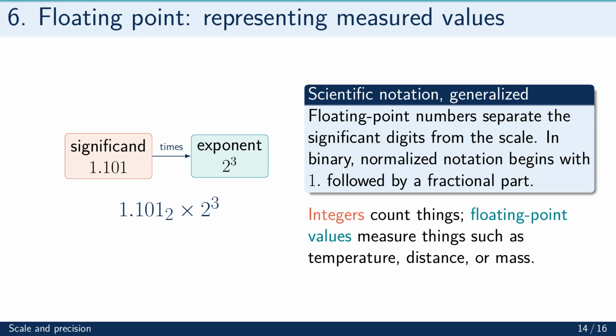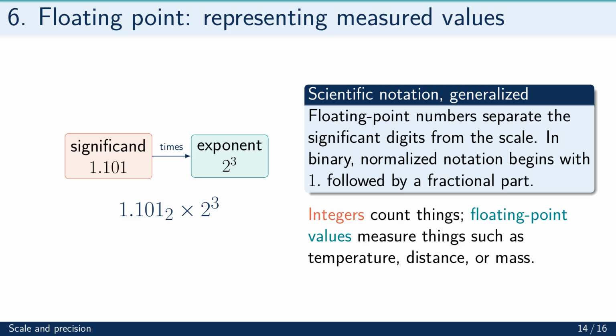Floating point numbers are designed for values that may include a fractional part, such as temperature, distance, or mass. The slide presents the idea using a significand and an exponent. In normalized binary scientific notation, a value has the form 1.f multiplied by a power of 2. The significand carries the meaningful digits, while the exponent controls the scale. This structure allows a fixed number of bits to represent values across a wide range.